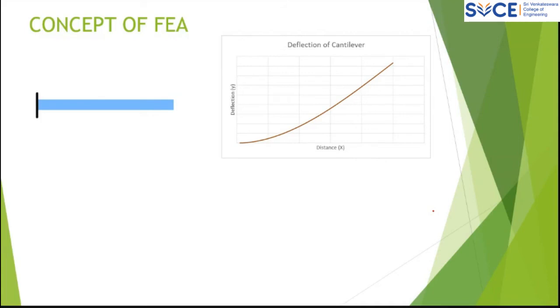If I change the value of x, let me consider this is 10 meters, for every 1 meter, if I change the value of x and plot it, you get a graph like this. This is my deflection graph. At the cantilever's fixed point the deflection is 0, and at the end it is maximum, right? That is the deflection I am getting. Now what I do is split this into two.